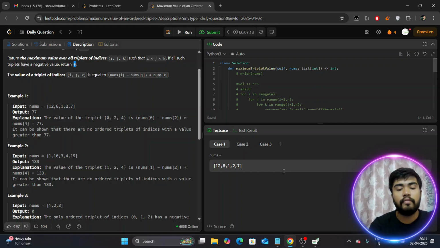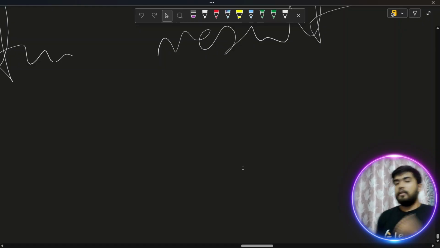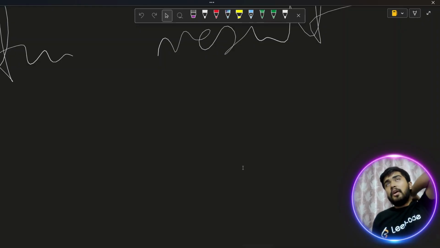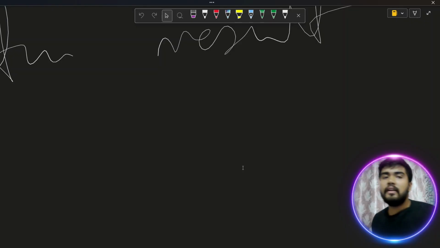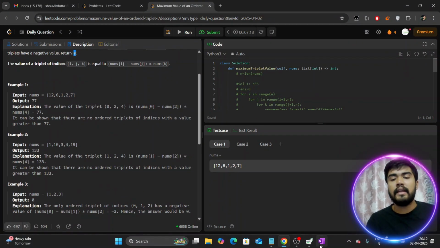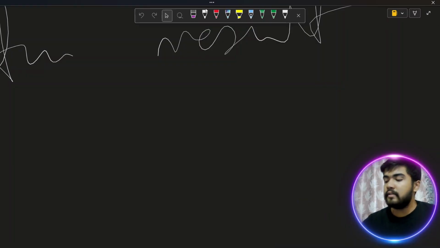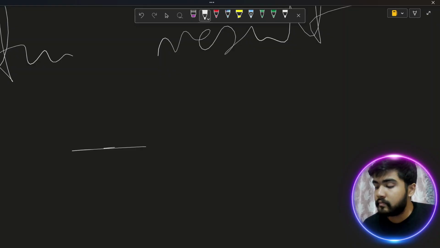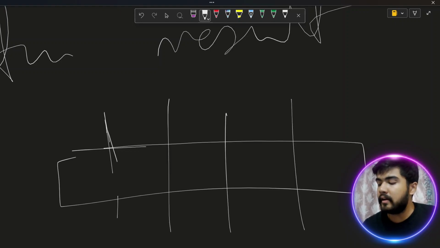So let's go to our favorite OneNote so we can understand. Let's suppose we have a nums array. I think the question is very straightforward, guys. I guess you are able to get the gist of the question, but if not, let's do a quick iteration in our OneNote, and then you will get the gist. So let's suppose we have an array.